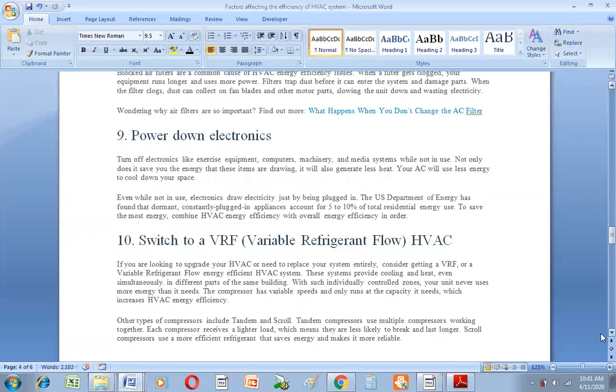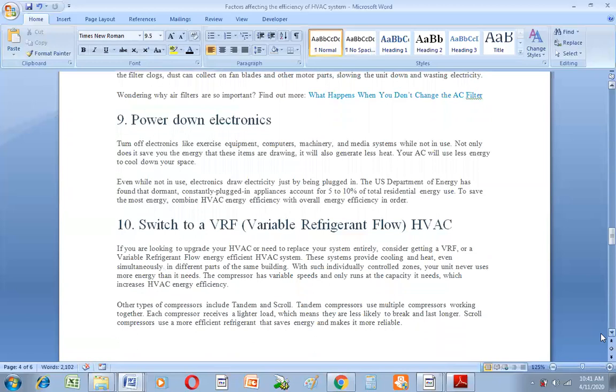Then the next is switch to variable refrigerant flow. We have to use variable refrigerant flow so that the efficiency of the system is improved and it will provide proper cooling.